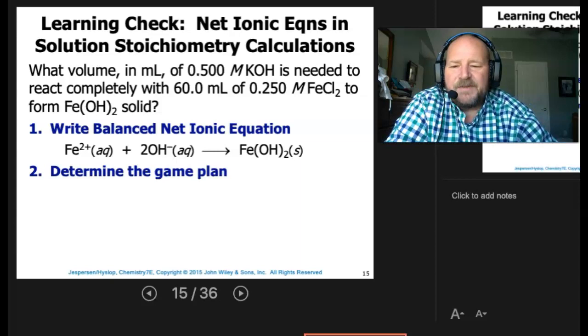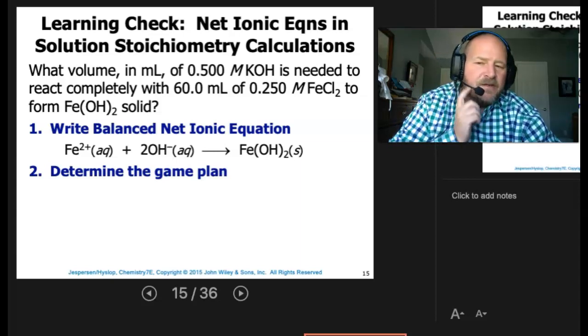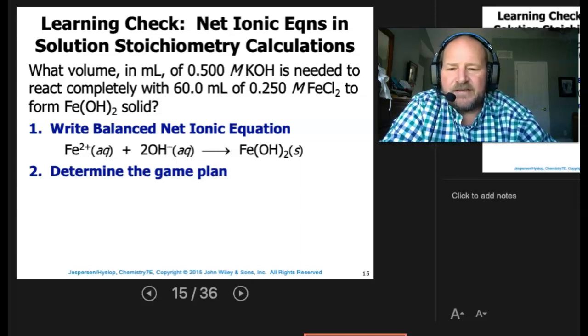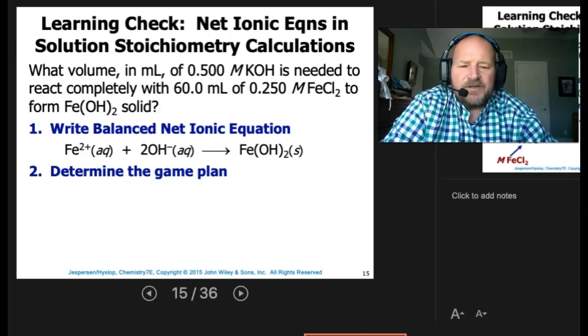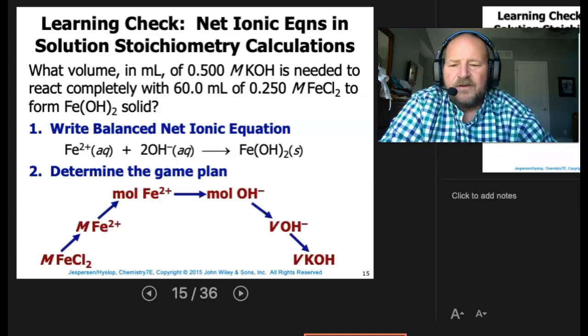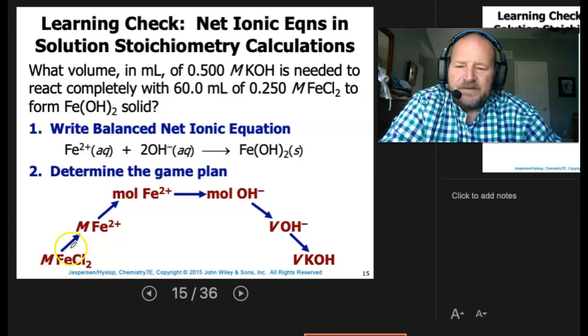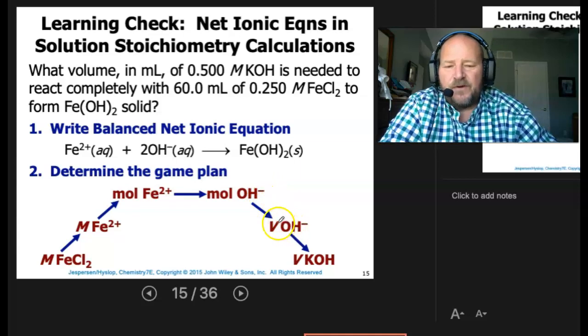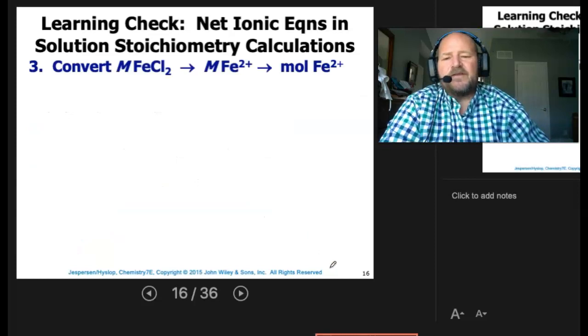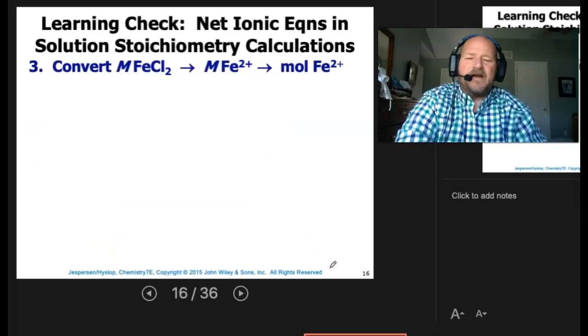All right, so in our minds, typically we'll figure out what the game plan is going to be here. So they want to know what volume of 0.5 molar KOH is needed to completely react with the 0.25 molar FeCl2 to form the iron hydroxide solid. So we're going to start with the concentration of the FeCl2 because we want to react all of that. So we'll figure out moles of FeCl2, which will give us moles of iron to moles of OH minus, which will give us volume of OH minus, which will give us the volume of KOH. So convert molarity of iron chloride to molarity of iron to moles of iron.